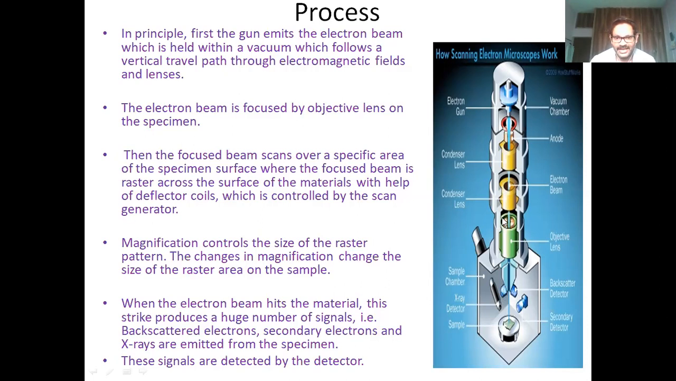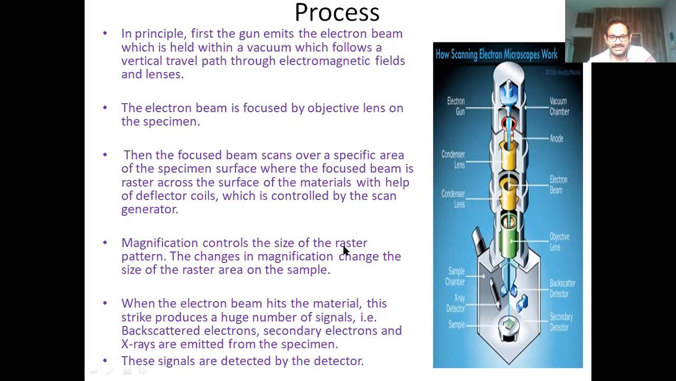Here we normally have some scanning coils. These scanning coils will direct the electron beam to move on the sample in a raster pattern. So the focused beam scans over a specific area of the specimen surface, where the focused beam is rastered across the surface of the materials with the help of deflector coils, which are controlled by the scan generator.